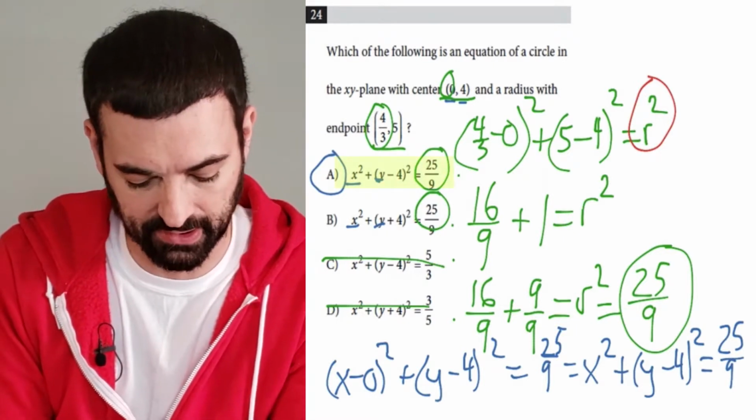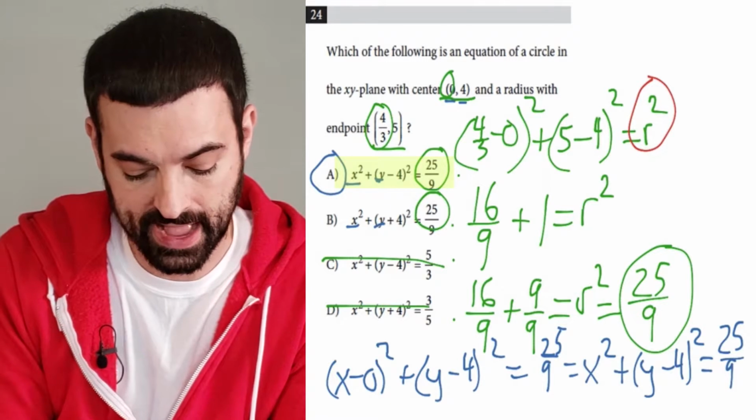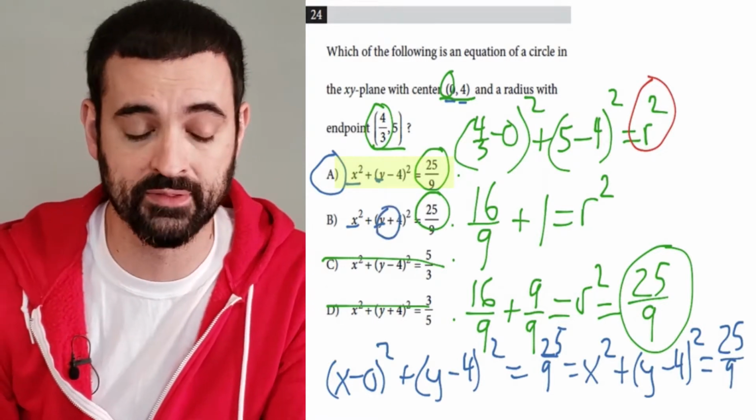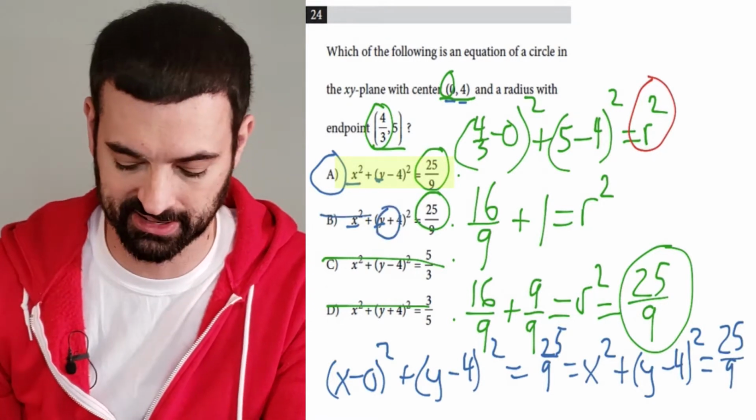Notice that B is very, very close, but we don't add our y value, we subtract our y value. B is out. All right, and that's question 24. That's late. Those are free points once you know this process.